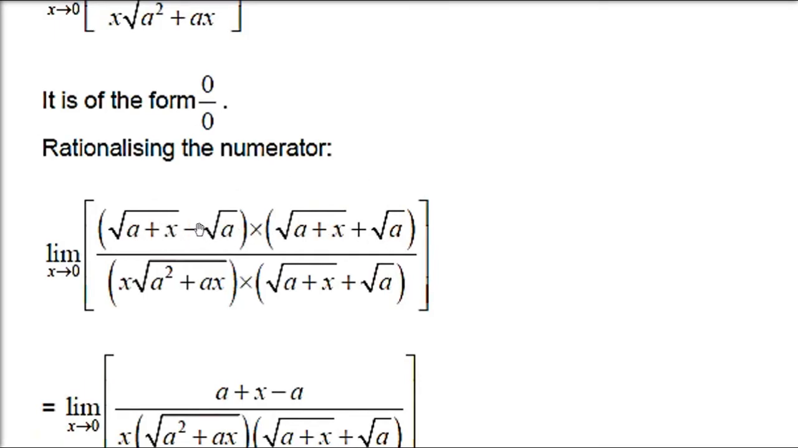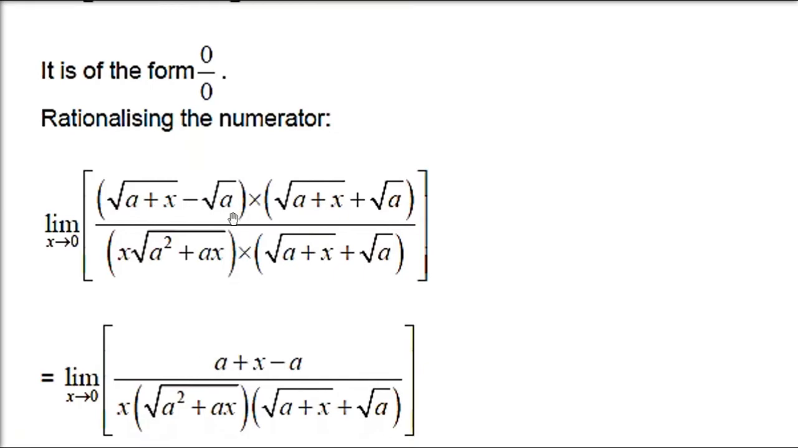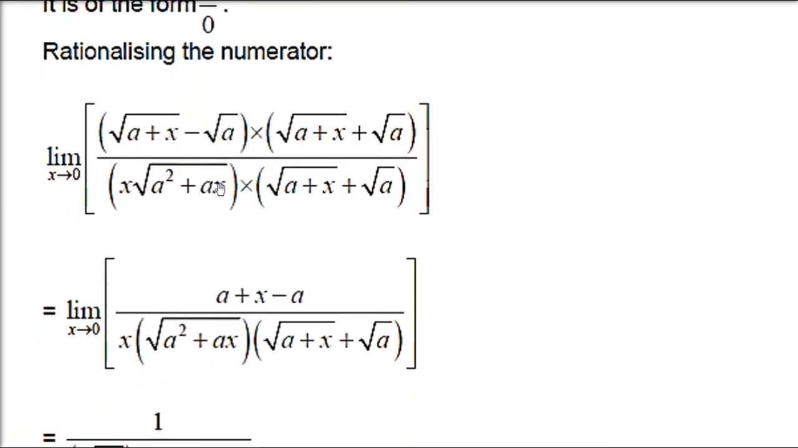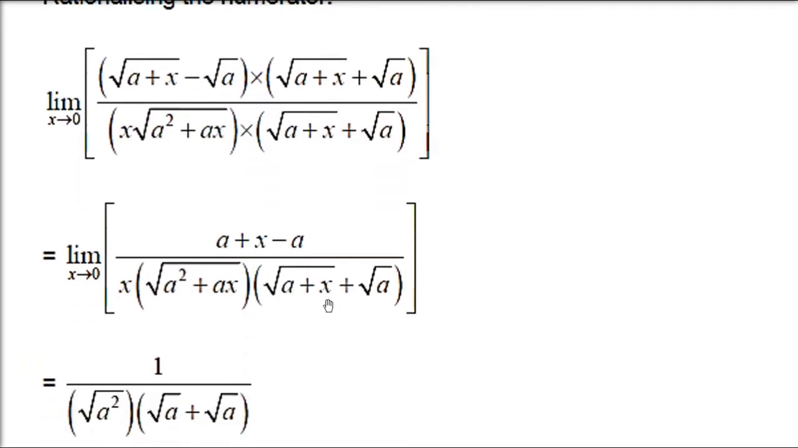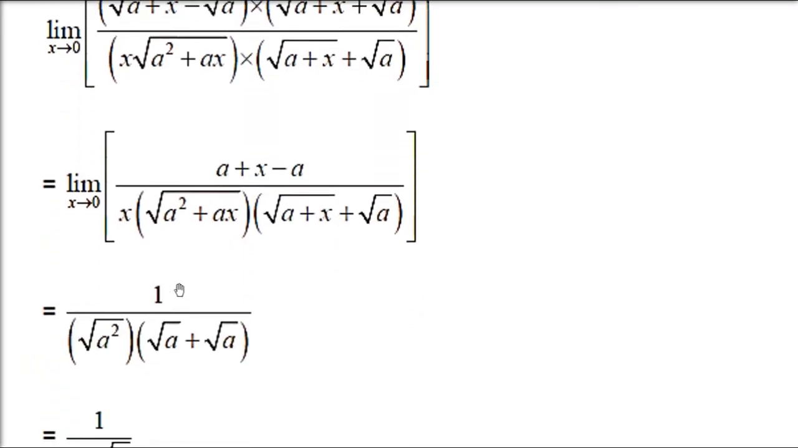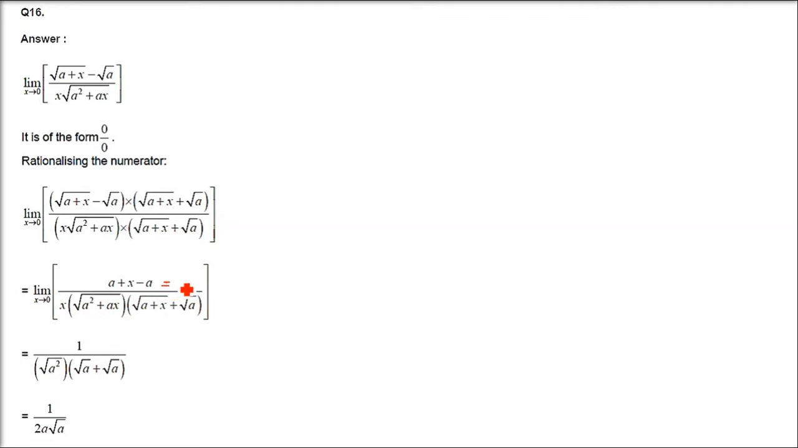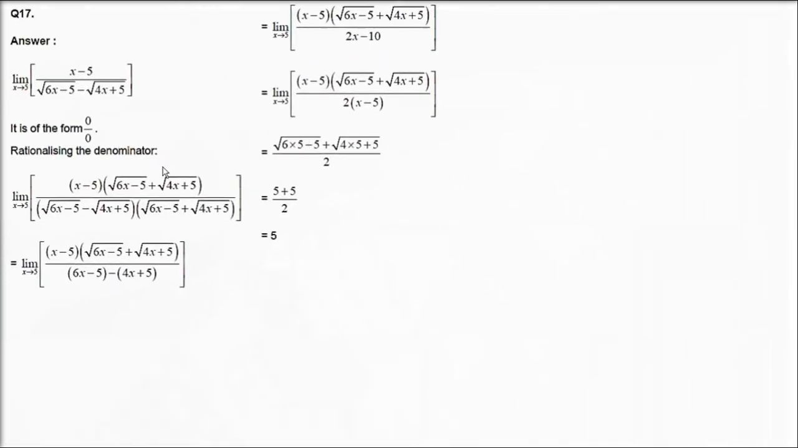How to do this? Just multiply, because it is negative, so multiply plus. When you do a plus b, a minus b, it is a square minus b square. So you have a plus x minus a in the numerator, and in the denominator of course we have x already there. Multiplying, a plus x minus a will be what? The a gets cancelled, you have x, so this x gets cancelled with x, and in the denominator you have under root a square plus ax, under root a plus x plus under root a. Now apply x tends to a. When you apply this, you will get 1 by under root a square, ax is 0 now. So 1 by 2a under root a will come.